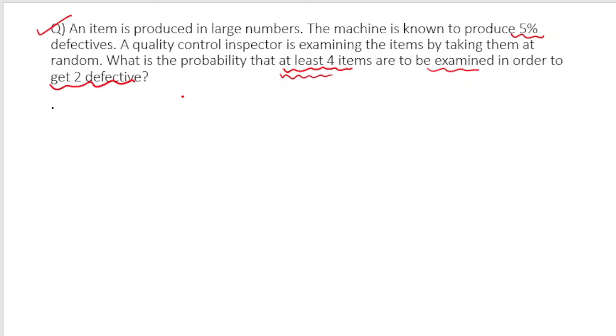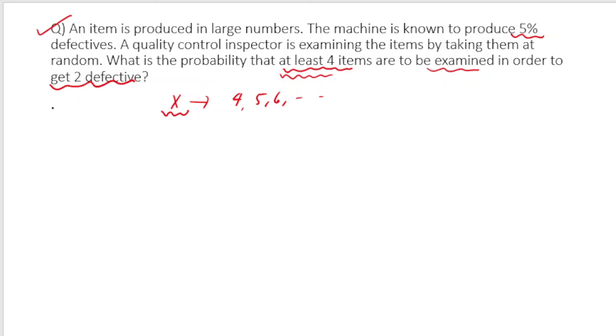Means here, in this negative binomial distribution, the negative binomial random variable x should take the value 4 or greater than or equal to 4, 5, 6 and so on, because I want the random variable x to take at least the value 4, because we want to examine at least 4 items.